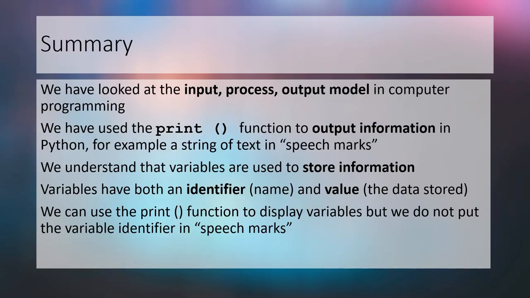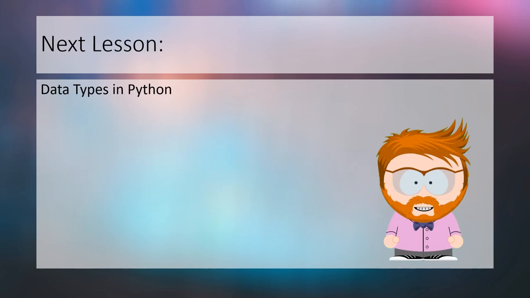In this lesson, we've looked at the input-process-output model, which many systems follow, and how we would use the print function to output information. We've looked at the purpose of variables, their identifier and value pairings, and how to use them in Python. In our next lesson, we'll be looking at the different data types of variables in Python.